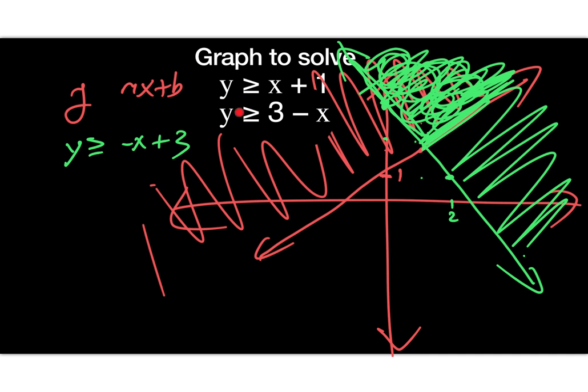So when you're solving inequalities, we're not solving for a point now like we were before. Instead of just that one point, we're solving for any region of points that make sense for both equations, that are solutions for both equations.